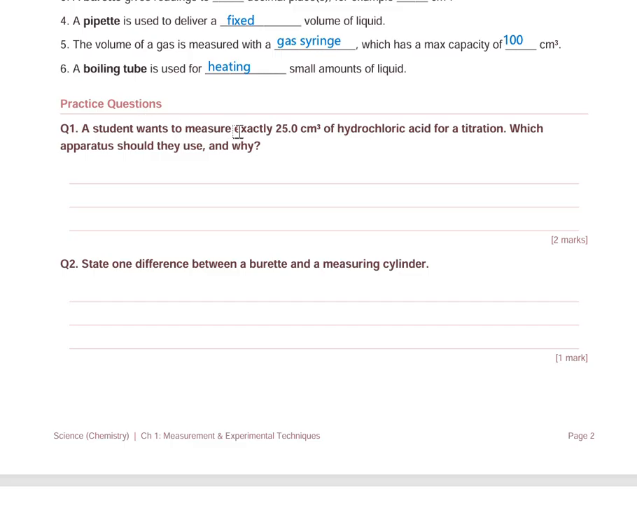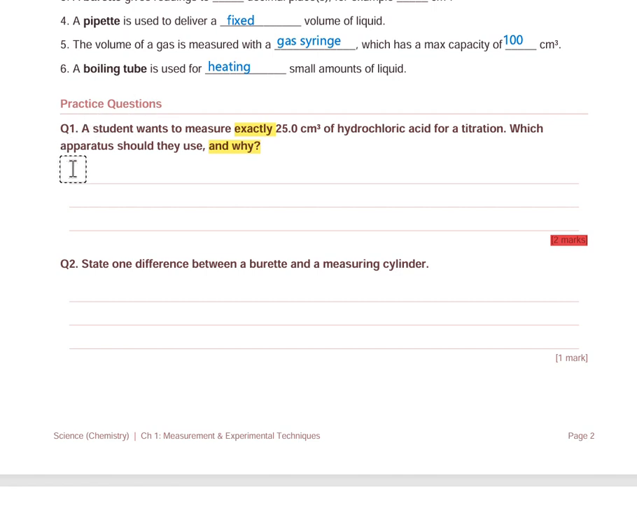A student wants to measure exactly 25.0 cm cubed of hydrochloric acid for titration. Which apparatus should they use and why? So before doing every practice question or open-ended question, you have to always check the amount of marks allocated, because those are actually important. It's like when doing your mother tongue, if there's 1 mark, you must write 1 point. This is basically the same thing, but you have to keep an eye out for keywords.